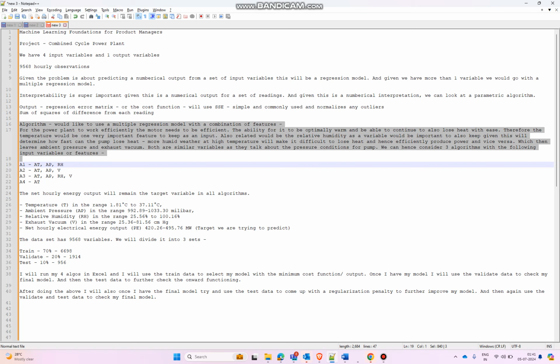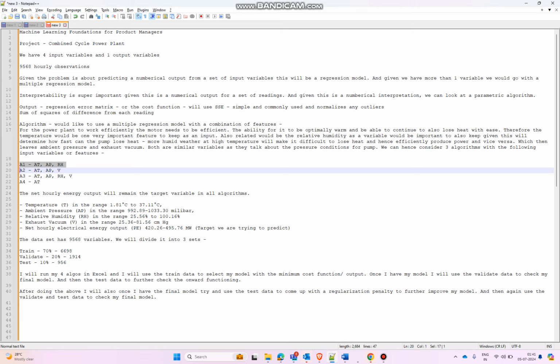We can hence consider four algorithms with the following input variables or features. Algorithm 1 will have the temperature, the ambient pressure, and the relative humidity. Algorithm 2 will have the temperature, ambient pressure, and exhaust vacuum as the three inputs. Algorithm 3 will have all the inputs. Algorithm 4, I thought I'd create one with just one input. I thought the atmospheric temperature has a big impact, so let's see how it behaves with just that.